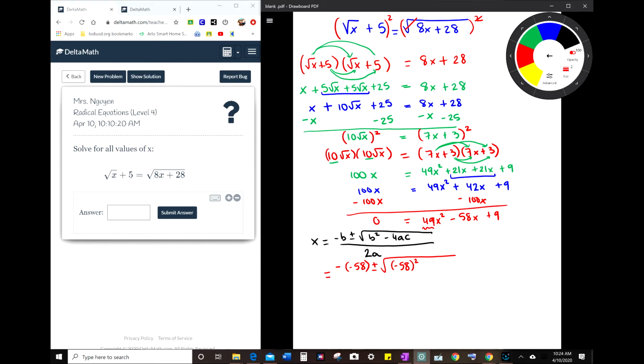It would give you negative 3,364 instead of negative 58 inside parentheses squared, which gives you positive 3,364. And when you put it into the calculator, you do need the parentheses around negative 58 before you square. And then minus 4 times a, which is 49, and then times c, which is 9. Let me extend this square root a little bit more. Everything over 2 times a, which is 49.